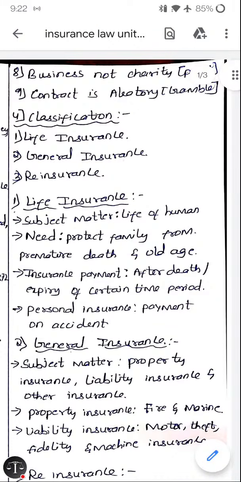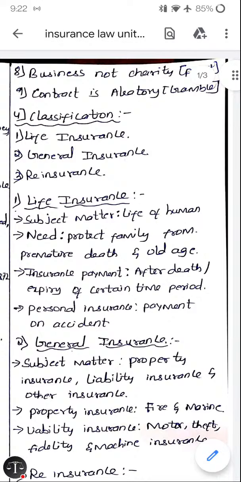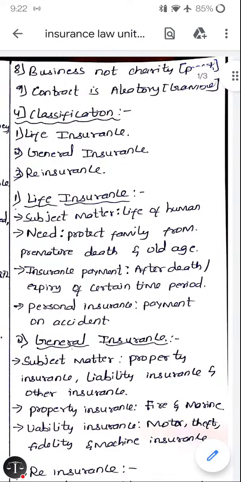The next nature is, insurance is a business and not charity. Insurance is done for profit, so it is not a charity. The contract is aleatory, so it is a gamble. Insurance is a kind of gamble, because you are gambling on the happening of an event. You pay premium on the happening of an uncertain event. Only if that event happens will you get your money. If that event does not happen, you will not get your money. So it's basically a gamble. So these are the nature and scope of a contract of insurance.